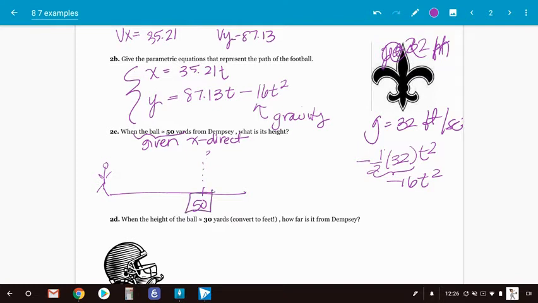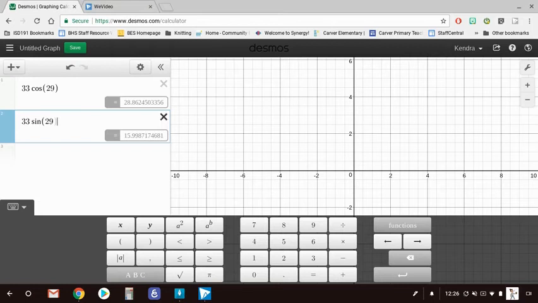Okay, so I know 50. Now the problem is that this is in yards. And I need feet because everything else is in feet. So yards, 1 yard is 3 feet. So 150 feet away is going to be the important piece here. I'm going to take my x equation. I know what x is, and I want to solve for my new parameter, t. So since I know 150, I'm going to divide by 35.21 to find out what t is. Okay, so in Desmos, I'm going to take 150 divided by 35.21.